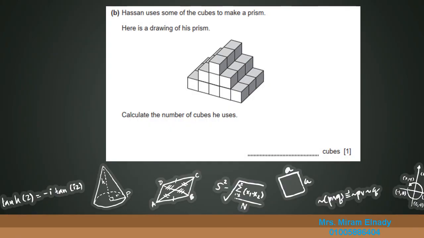Now, you need to make a prism. Calculate the number of cubes you use. How many cubes can you see in this shape? We need to count each cube to know the total number of cubes. We can use a smart way.